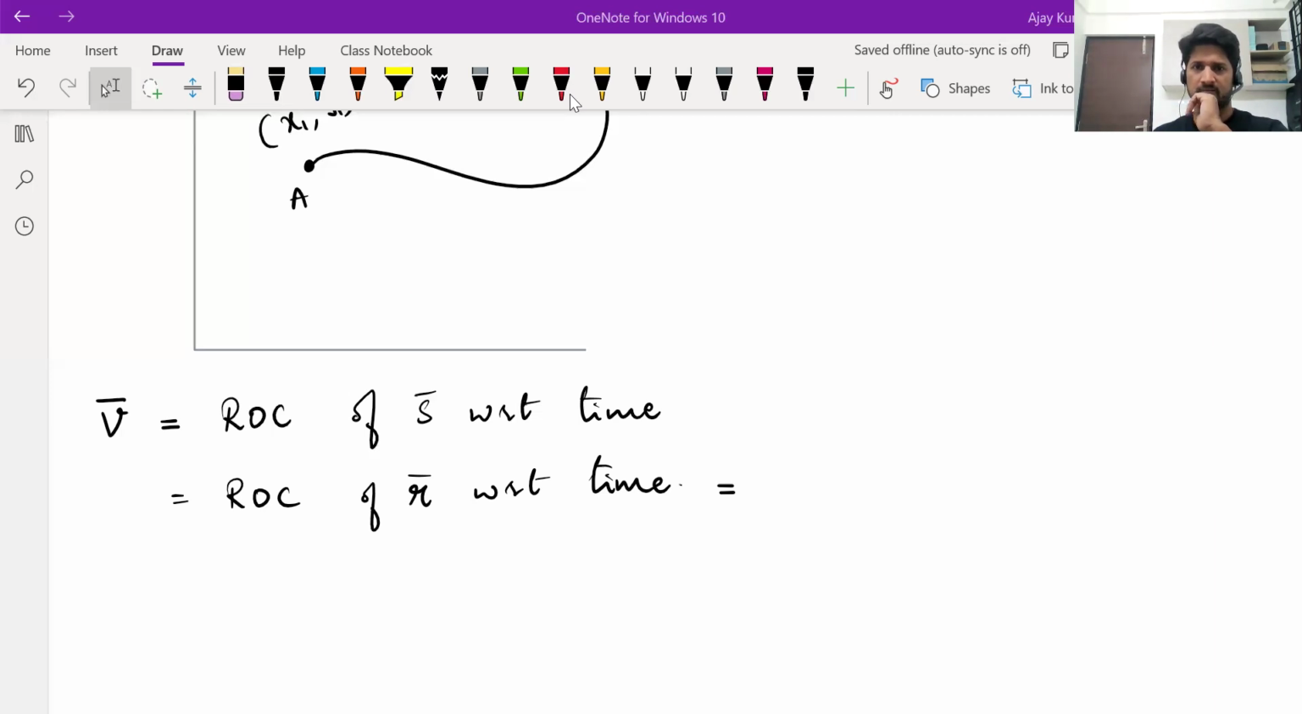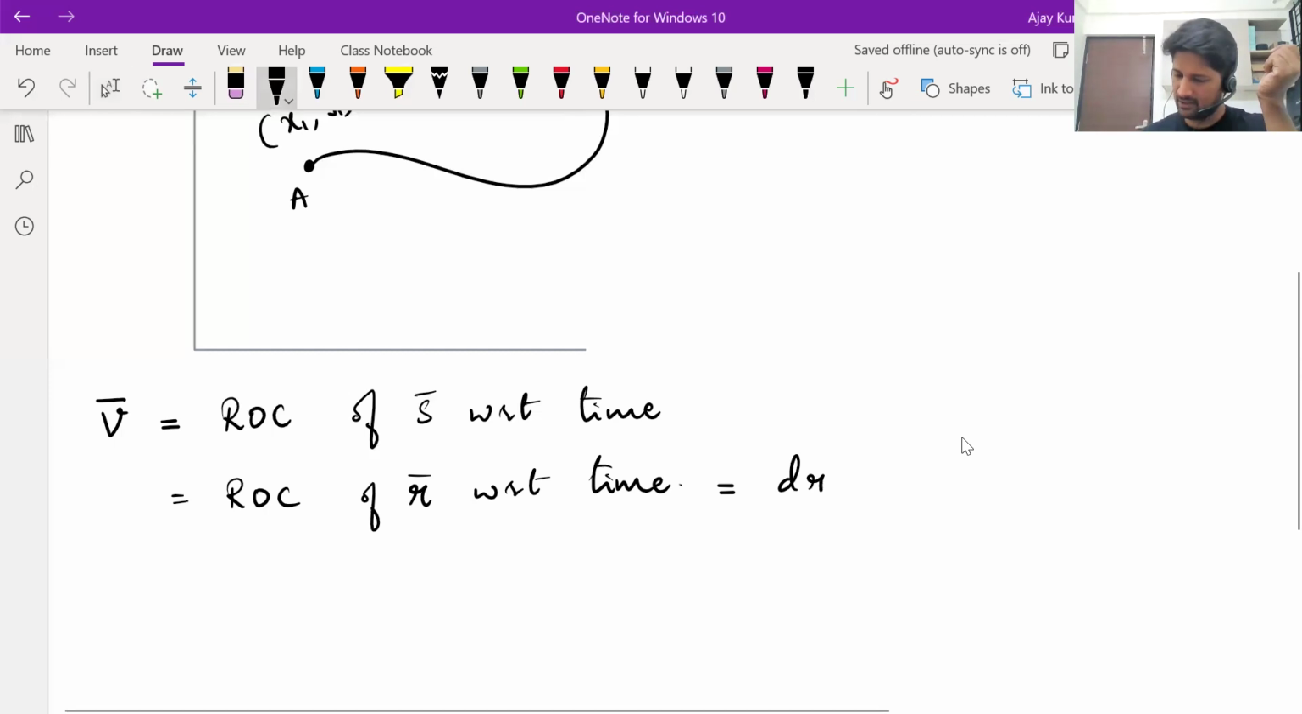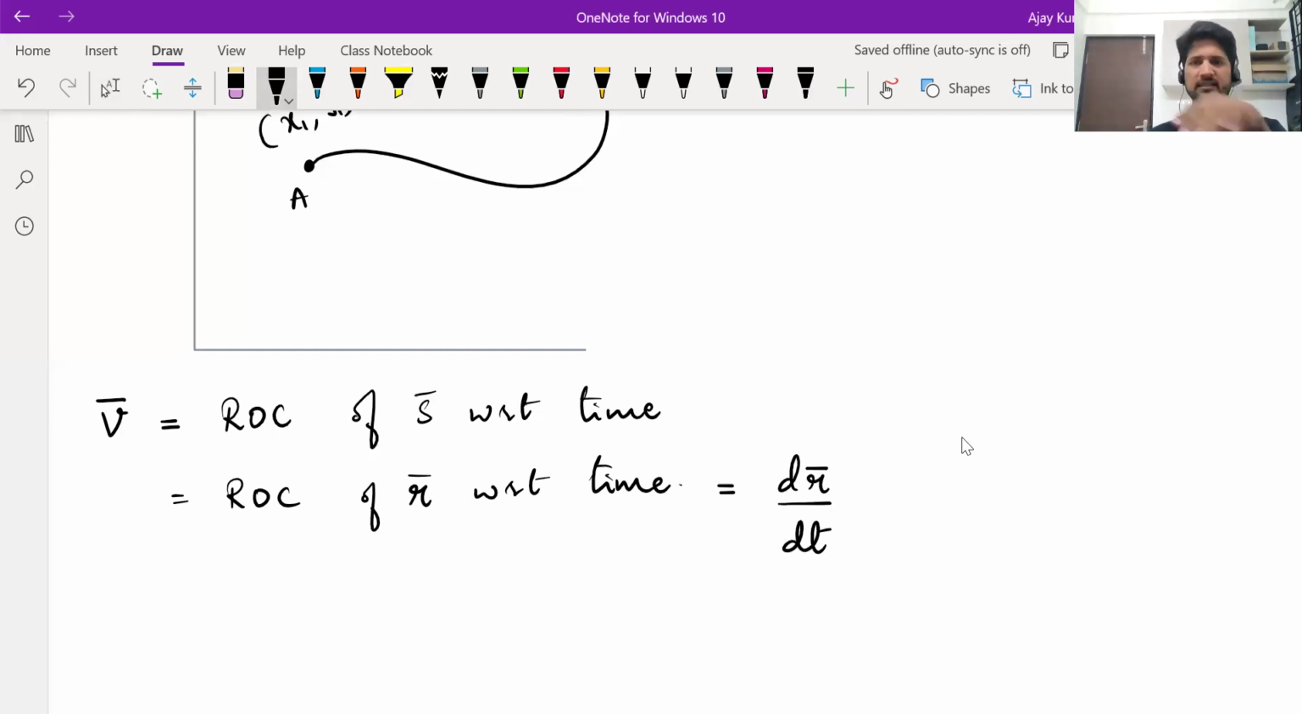Sir, ds by dt. dr by dt. Okay. See, rate of change means derivative. Average rate becomes delta. Instantaneous rate will be dr by dt. Average rate of change will be delta r by delta t. That is displacement by time. Anyway, to get velocity, you need to differentiate position with respect to time.